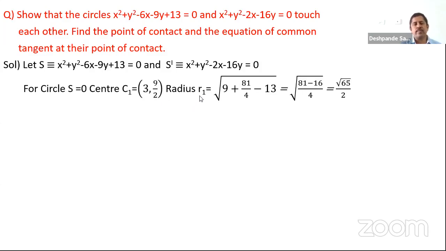The radius is going to be the square root of square of 3, square of 9 by 2, which is 81 by 4, and then since the constant has a plus sign, you get a minus sign here, so minus 13. So 9 plus 81 by 4 minus 13. 9 minus 13 is minus 4. Taking the LCM, 81 minus 4 into 4, which is 16, so 81 minus 16 divided by 4. 81 minus 16 is 65, and the square root of 4 is 2. So the radius of the first circle is root 65 by 2.